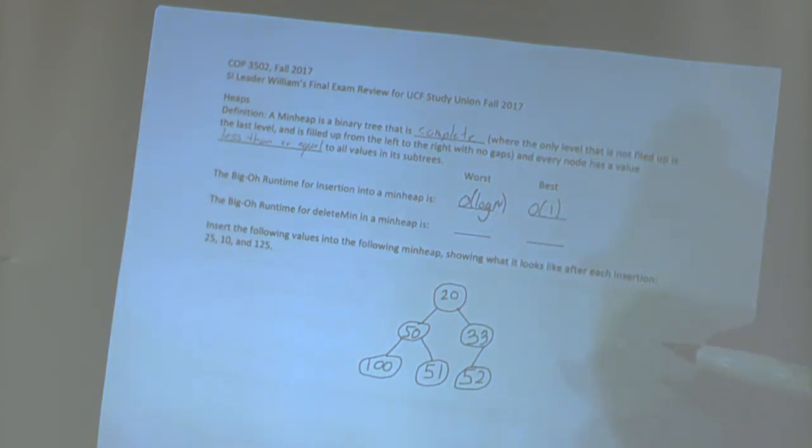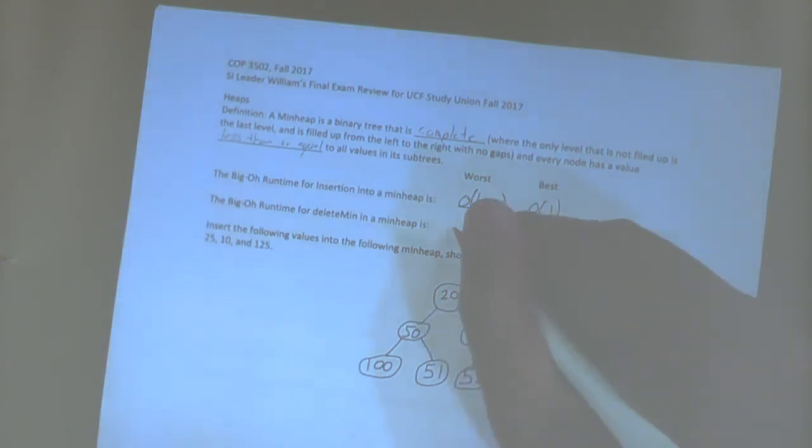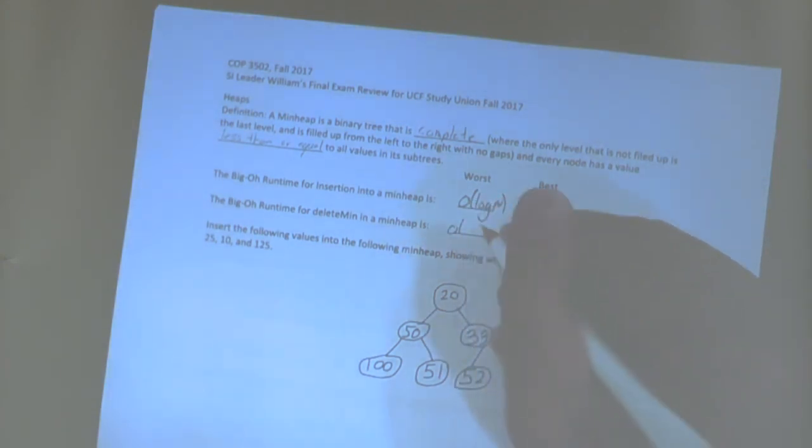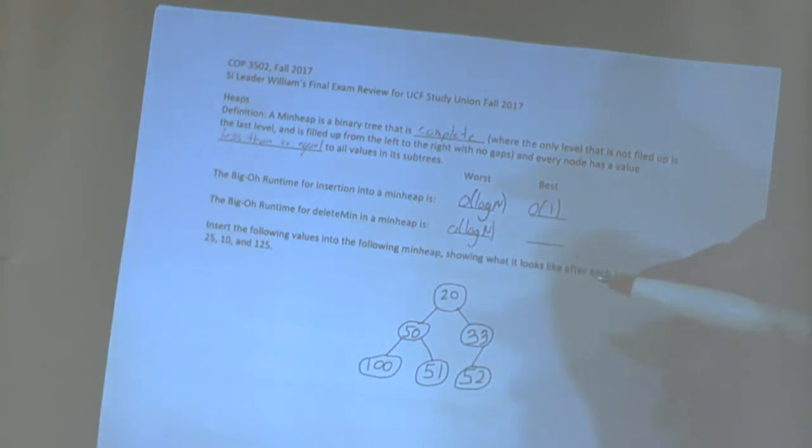So for delete min, the worst case is also going to be order log of n, because if we delete the minimum number and we get a big number back, we have to push it down and percolate down log n times. Okay? And then if we do delete min and we find a small number, it's going to be order 1 for the best case. Does that sound good? Okay.